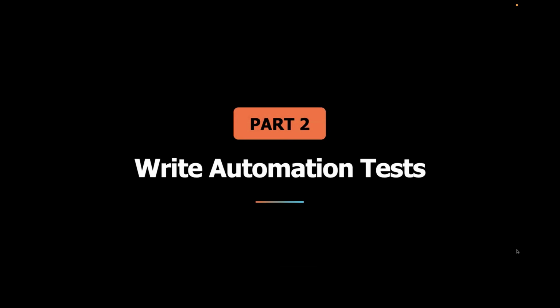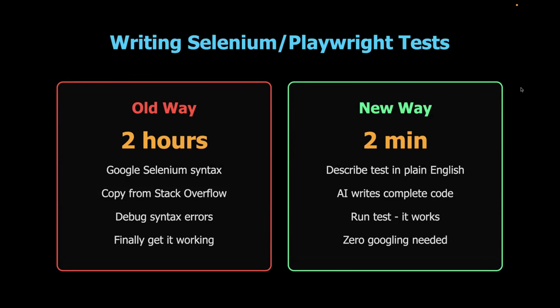Now, the other use case, which is basically for writing your automation test. So for example, you're writing either a Selenium or Playwright test. In the old way, you are taking 2 hours just to Google the syntax, copying the code, debugging the error, and finally getting it to work. But with the new way, it just takes 2 minutes. You describe your test in plain English and AI writes the complete code for you. You run it. This is 60 times faster than the old way.